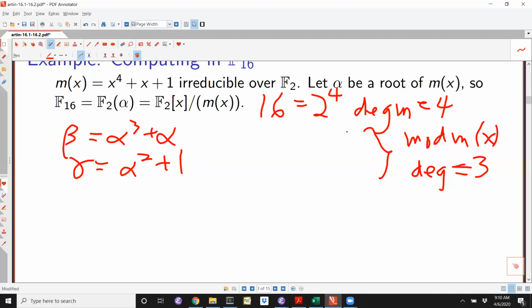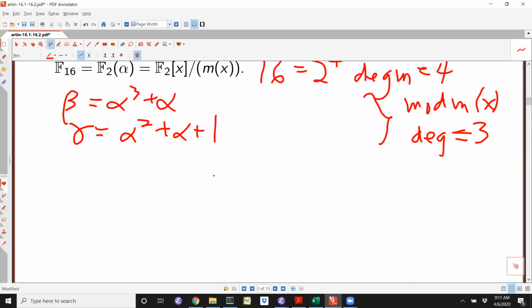So now, what I want, although actually I'm going to make this just a tiny bit more complicated. Oops, I wanted to hit the eraser there. I'm going to make this a bit more complicated by adding alpha plus 1 here. Sorry, Carlos. Because I need to do that in order to illustrate addition. So now what I want to do is compute beta plus gamma and then beta times gamma.